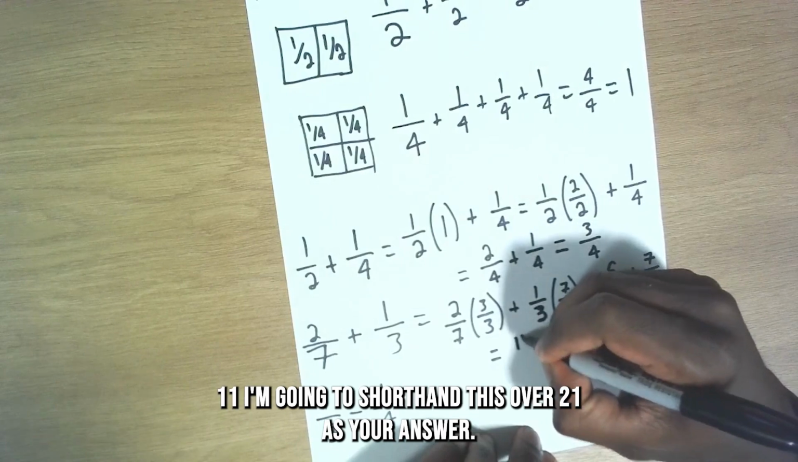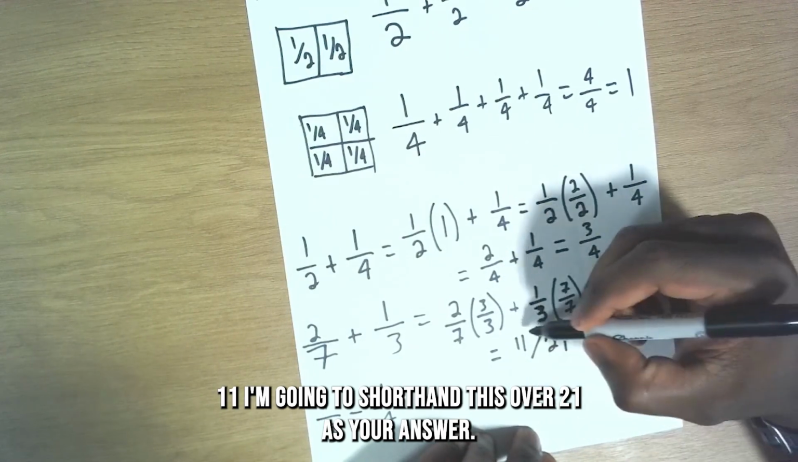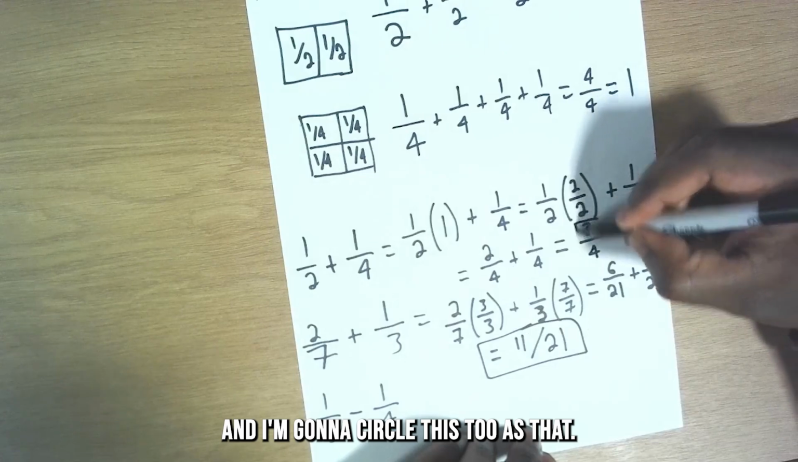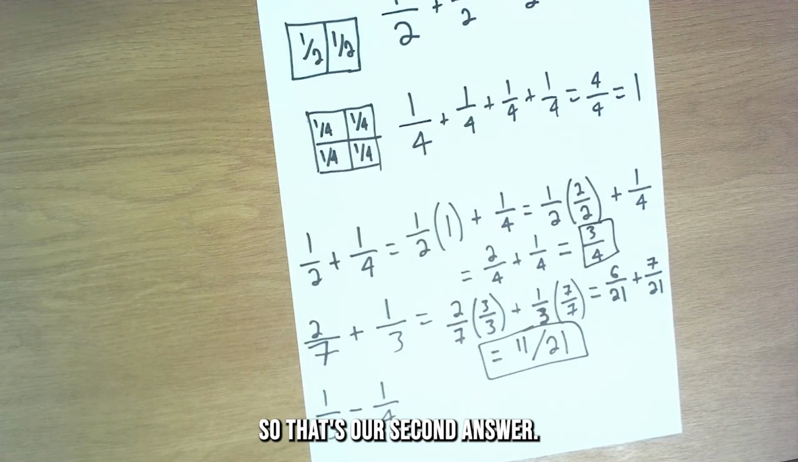So I recorded this to tell you I corrected myself. 11, I'm going to shorthand this, over 21 as your answer. Again, it's 13 over 21. And I'm going to circle this too so you're not confused. So that's our second answer.